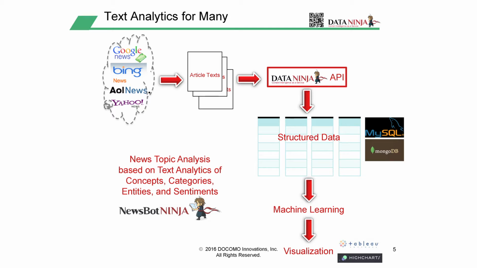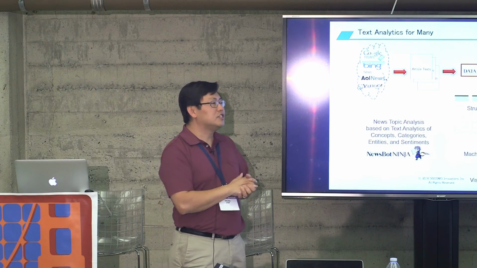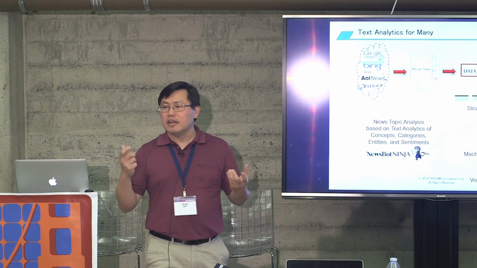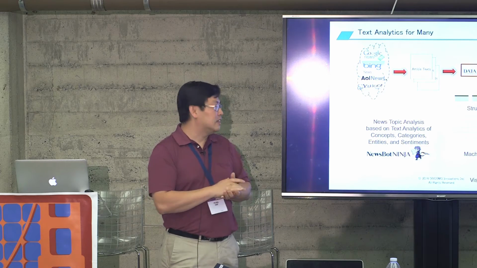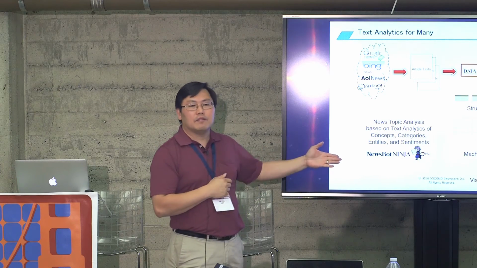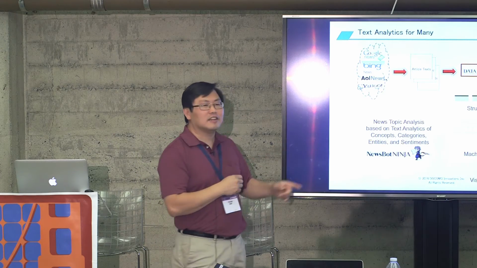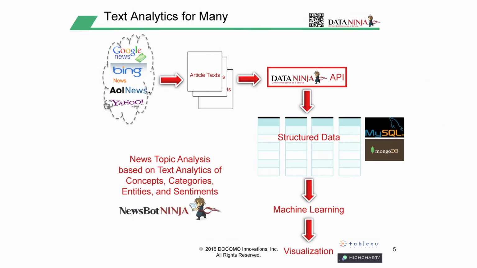We show this use case to illustrate how you can use these text analytic services. We start with a news aggregator, produce text from it, extract the text, and then feed each of these article texts through the Data Ninja services to produce the structured data that I was mentioning. From there, we use machine learning to detect topic clustering and identification. And then we have a visualization through an app. We call this app the Newsbot Ninja, and you can check it out at newsbot.dataninja.net.